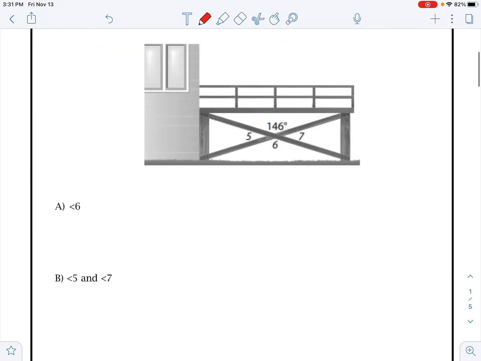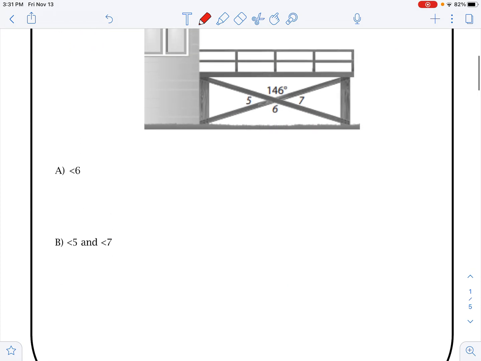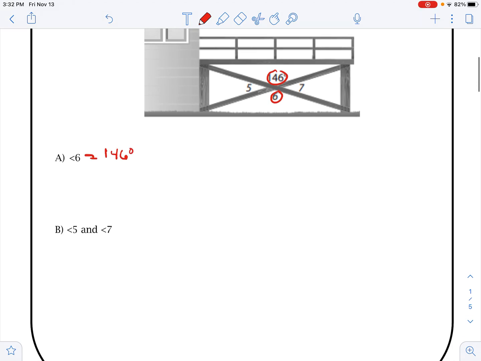So when we come down here, we want to solve for angle 6. I look at angle 6, this angle here, and this angle are vertical angles. So angle 6 would equal 146 degrees. If I look at 5 and 7, they're vertical angles, so they're going to be congruent to one another. So I know they'll be equal to each other.